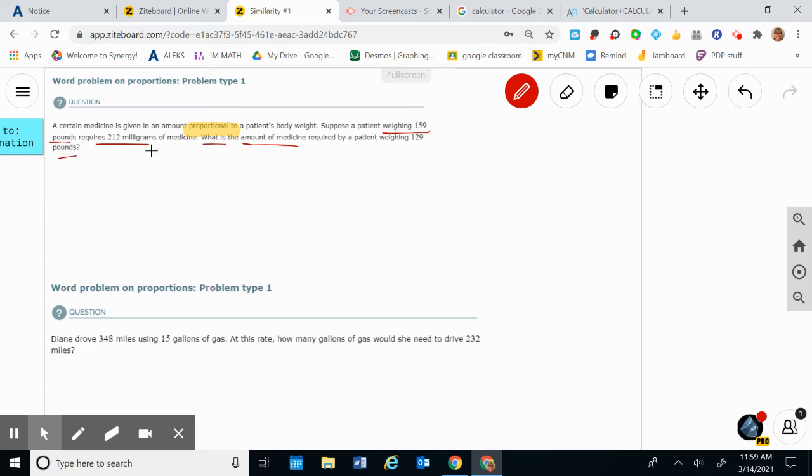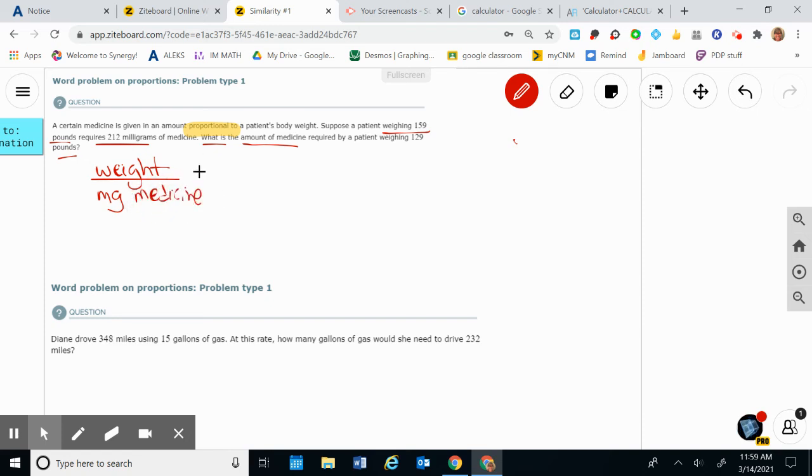So here's the thing. They're actually giving it to you in mixed up form only because they want to make sure you know what you're doing. So here's what you have to decide. You have to decide what goes on the top, what goes on the bottom. I'm going to show you both ways, but I'm going to first put weight over milligrams medicine. That's how I'm going to arrange this.